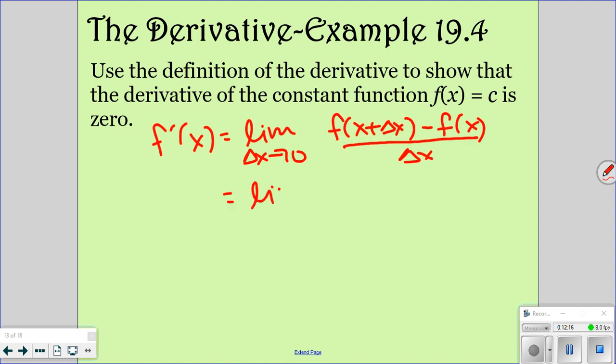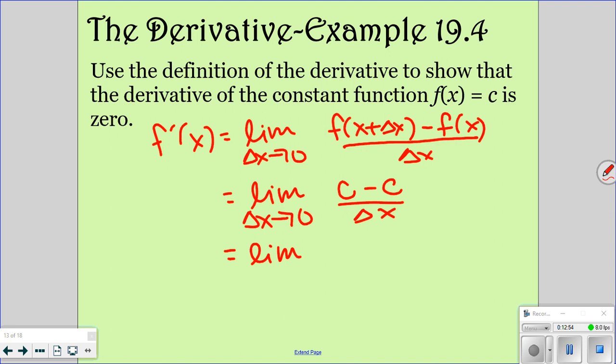So when we plug in our function, this is the part that people usually get confused on. Our function is c. There is no x here. So if we have a 4 and we plugged in x plus delta x where there's an x, there's no x for us to plug it into. So it would still just be a 4. So the c stays as just a c. There's nowhere to plug x plus delta x in because there's no x over here. So we're just left with c. And then our f of x is just c. So we have c minus c over delta x.